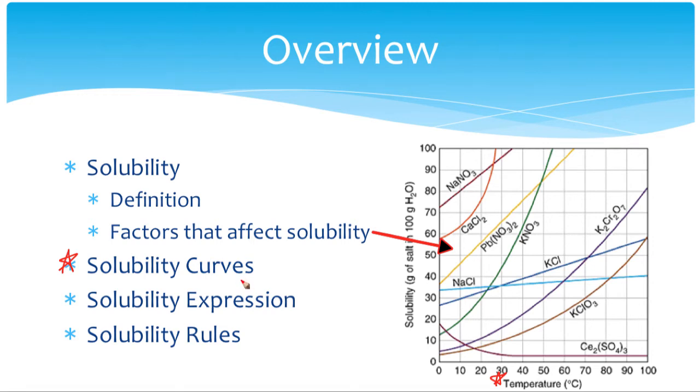We'll then translate the idea of solubility curves into something more mathematical known as the solubility expression. There's not a lot I expect you to be able to do with the solubility expression this year, but I do like to demonstrate the fact that we can express these ideas mathematically as well as graphically. Last but not least, we'll summarize all of this information into a set of things known as solubility rules that will allow you to predict in advance which chemicals are or are not likely to be soluble in water.